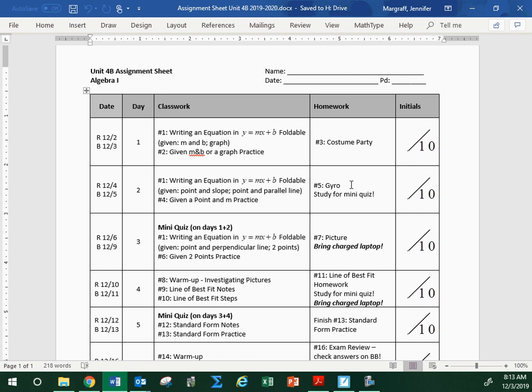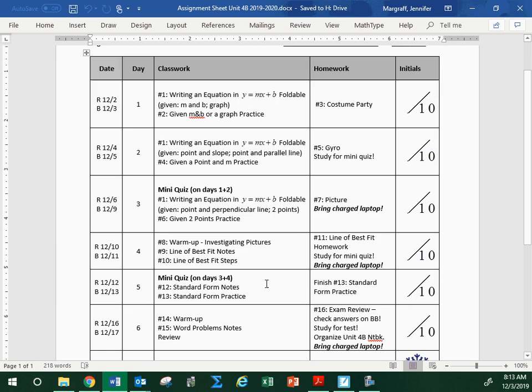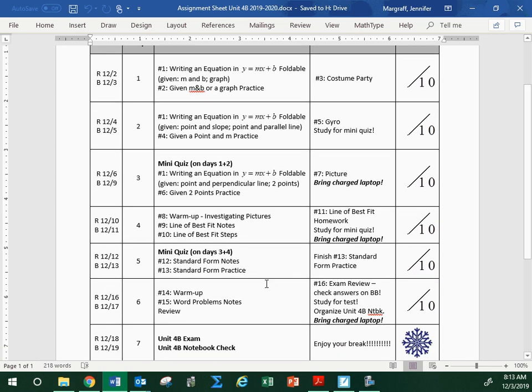We don't have a mini quiz until day 3 here, but it will be on those first 2 days. So we kind of condensed our mini quizzes together.